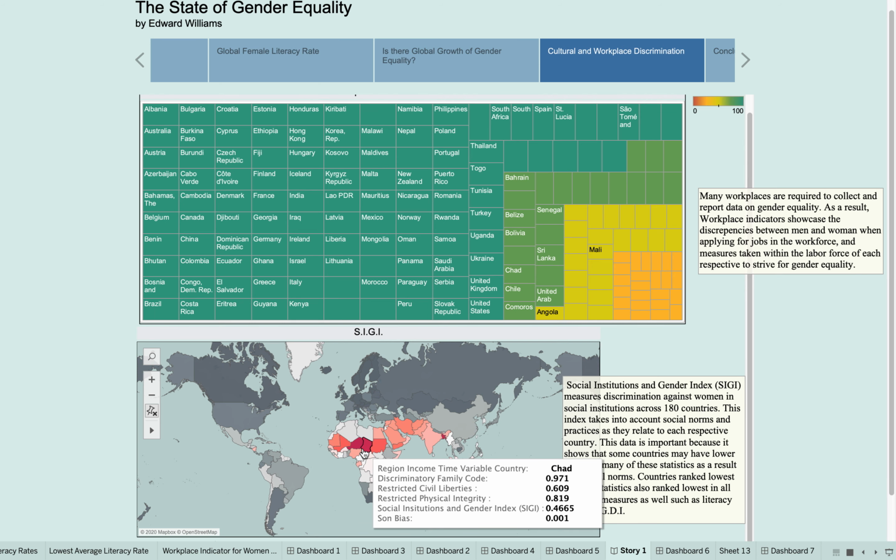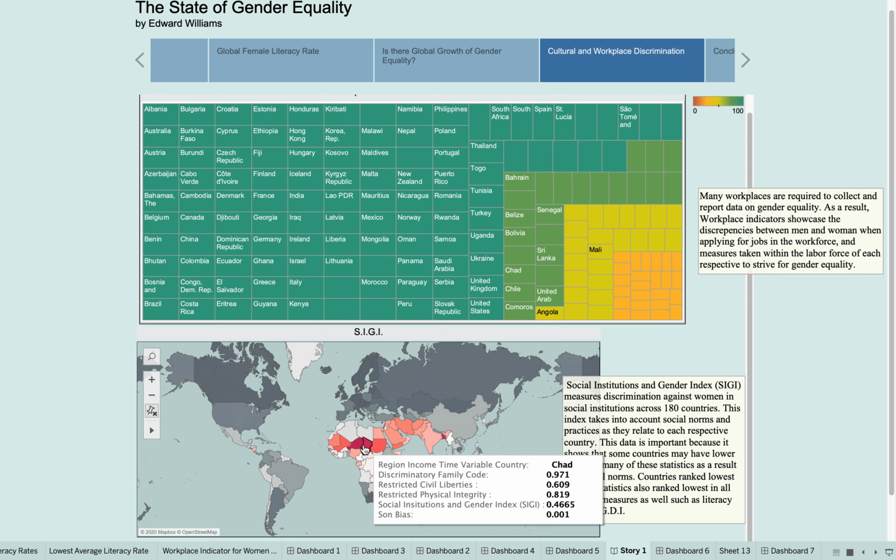So let's talk about some of the metrics that the SIGI measures. It measures discrimination of family code, physical integrity, and son bias. The metric that I have charted here that I found was really important was the discriminatory family code. I actually discussed this early in the presentation, but it's very significant because it shows that women are usually designated to be the role of household mothers rather than having the opportunity to seek professional careers. That's a common thing that happens within countries that score high in the discriminatory family code.